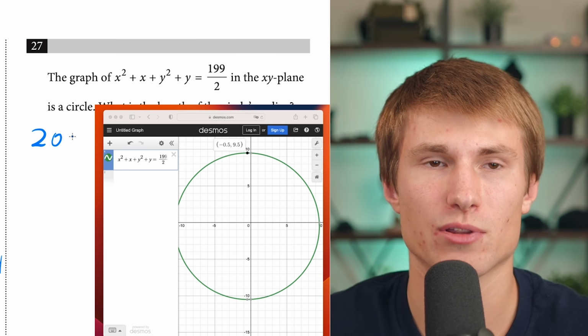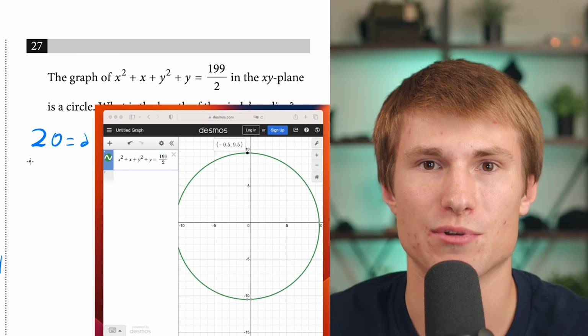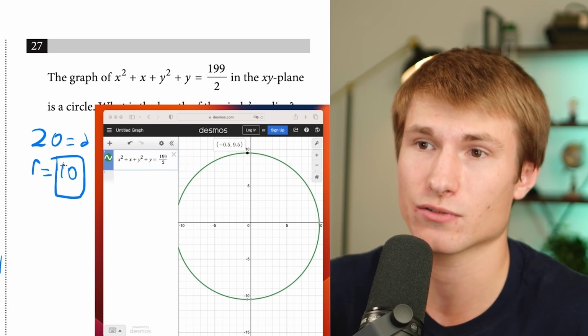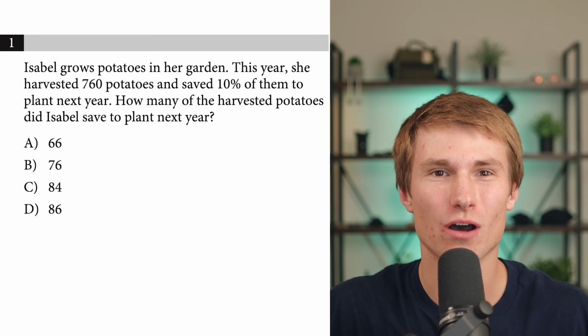Go ahead and write that. We know that our diameter is 20, so 20 is equal to d. We know that our radius then has to equal 10. And we're asked to answer with our radius, so that gives us our answer right there. The answer is 10.